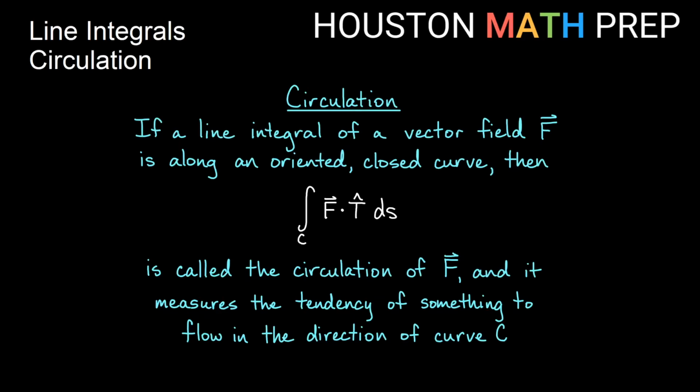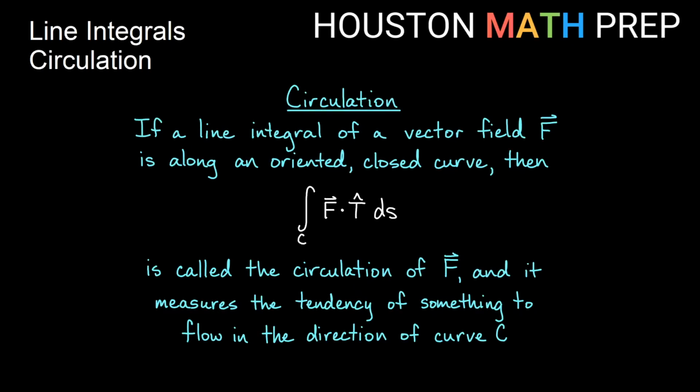So if you are doing a line integral of a vector field f, and your line integral is done along an oriented closed curve, emphasizing the closed here, then our line integral formula that we were working with before, the integral over the curve of f dot t hat ds, we call that the circulation of the vector field. It measures the tendency of something to flow in the direction of that oriented curve c.